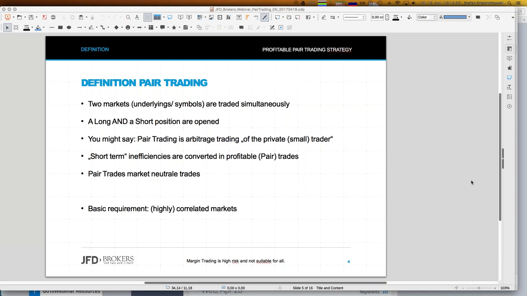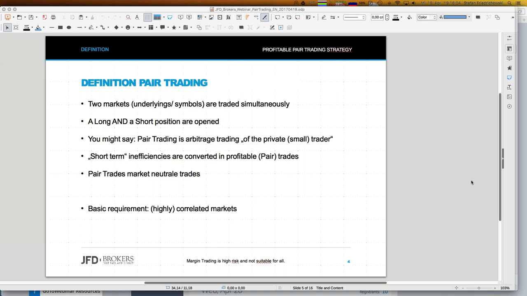Remember that story about Brent and WTI: one price might increase and the other one might decrease or stay stable. That is a market inefficiency because in the long run, as I mentioned, those two prices can't be too far away, in this case even nearly absolutely. The price cannot differ that much because otherwise the normal market mechanism of those who physically buy those oils would bring the two prices together once again. So we have a situation of short-term inefficiencies, and those we can convert into profitable trades.